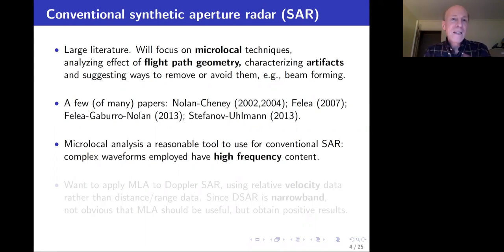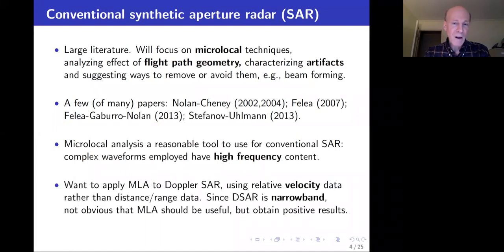So again, these microlocal techniques have been used in tomography, linearized seismic imaging, and various kinds of conventional SAR. And now we'd like to also take this point of view for a different kind of SAR called Doppler SAR, which uses Doppler radar. So it uses relative velocity data rather than range or distance data.